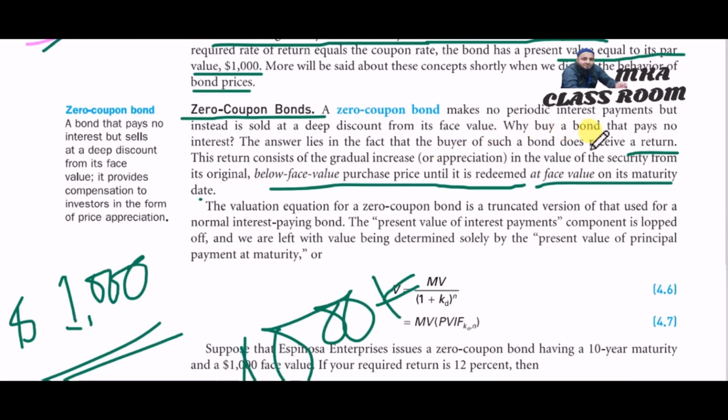So why buy a bond that pays no interest? The answer lies in the fact that the buyer of such a bond does receive a return. This return consists of the gradual increase or appreciation in the value of the security from the original below face value purchase price until it is redeemed at face value on its maturity date.